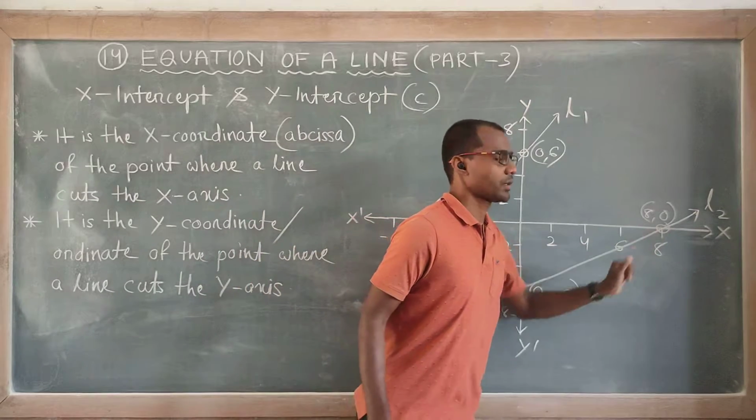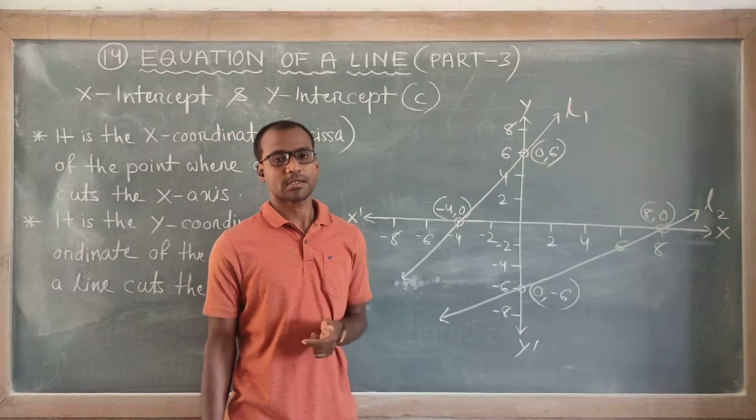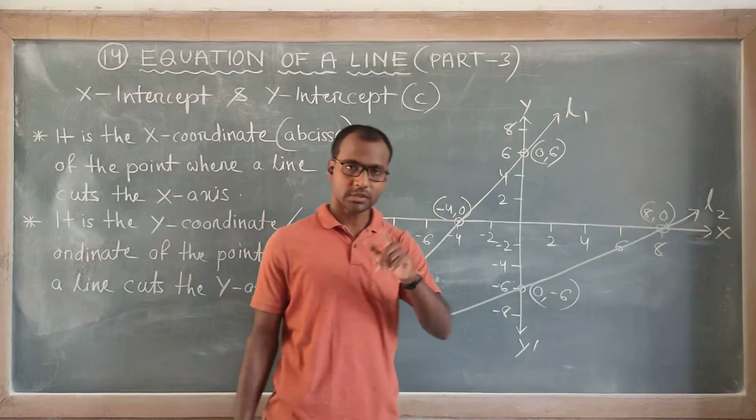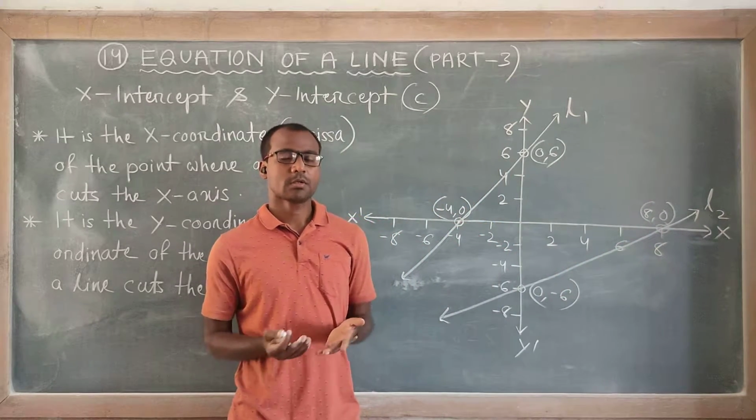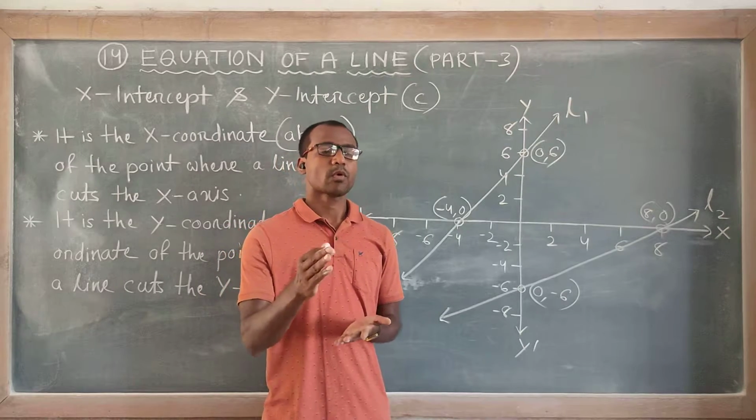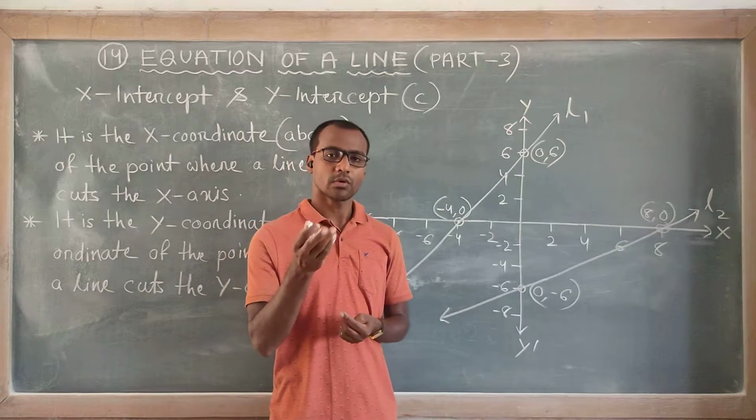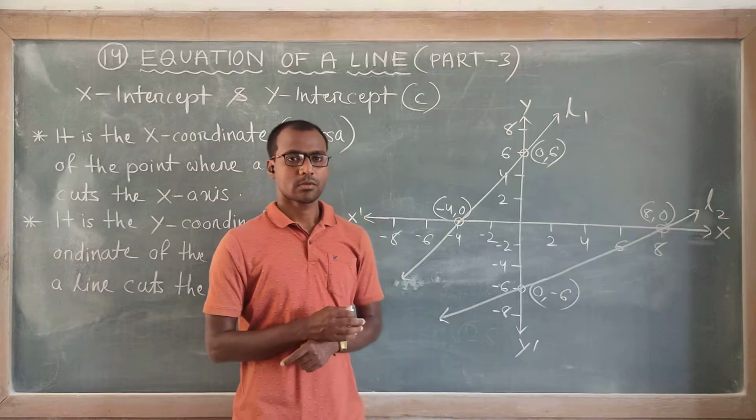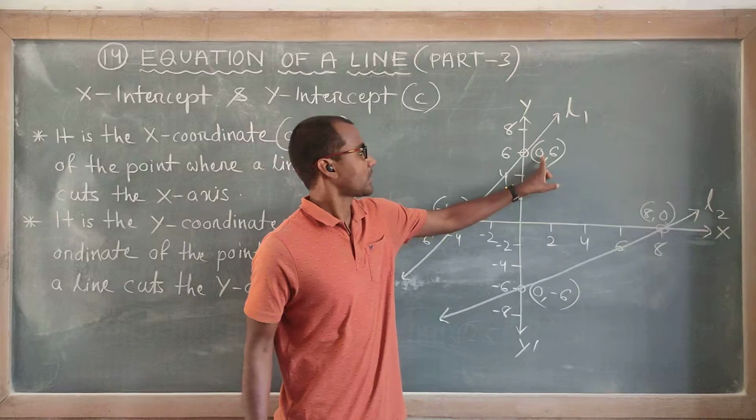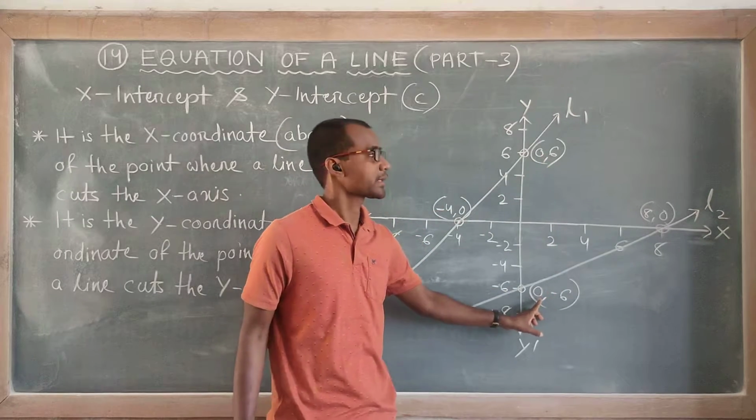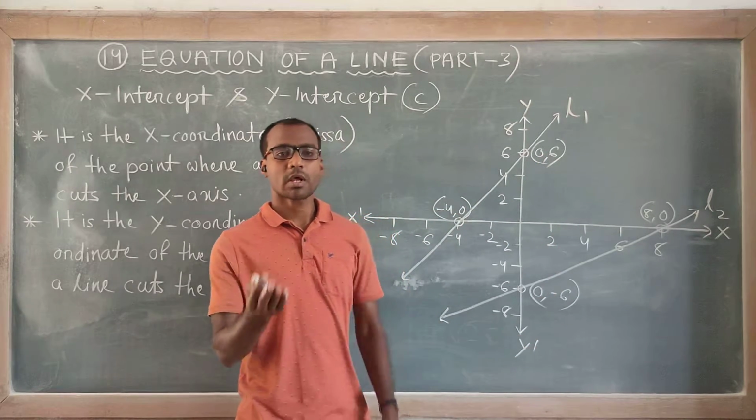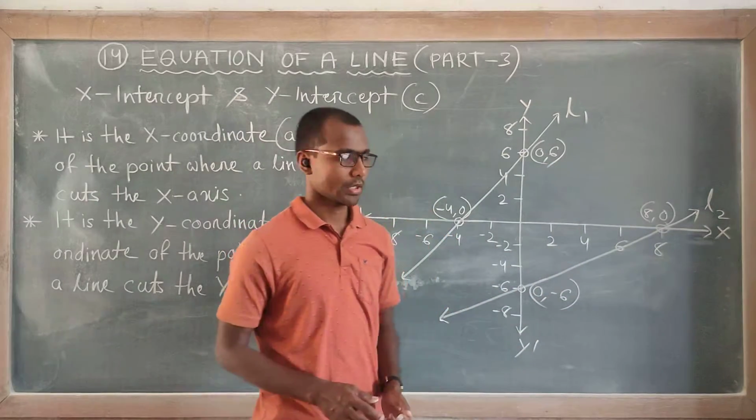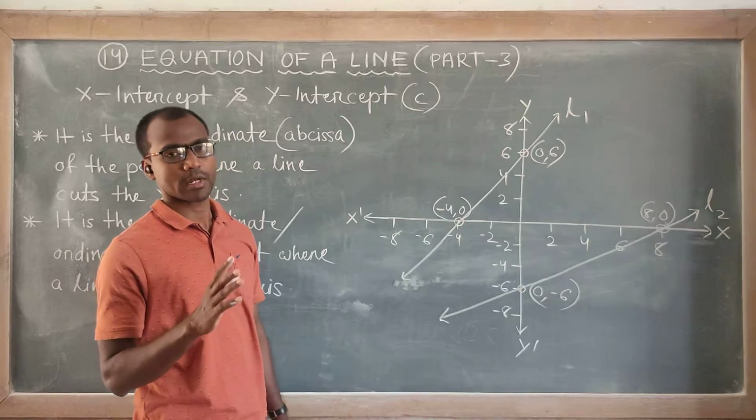Okay, look at this point. The point where a line will intersect the x-axis, its y coordinate will definitely be 0. You can see y coordinate is 0. So there is a simple trick. When y coordinate is 0, the corresponding x coordinate is the x intercept. Similarly, when x coordinate is 0, the corresponding y coordinate is the y intercept of that line. Here 6, here -6. I hope you have understood what is x intercept and y intercept.